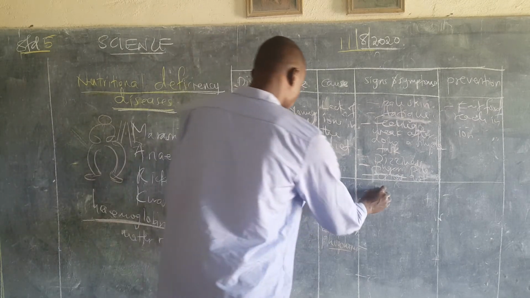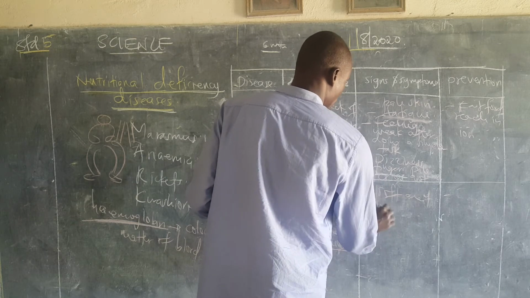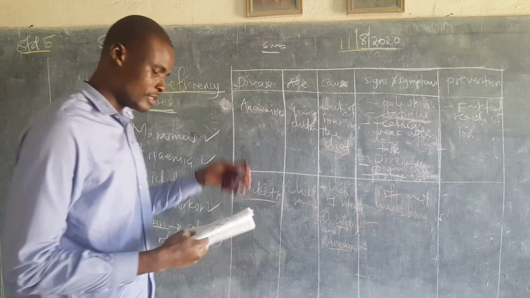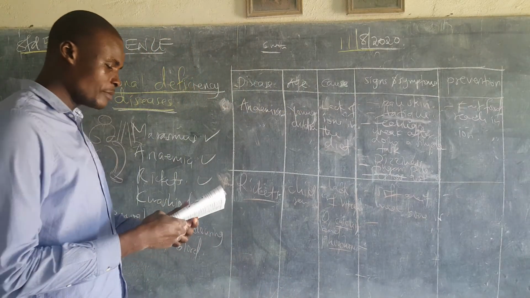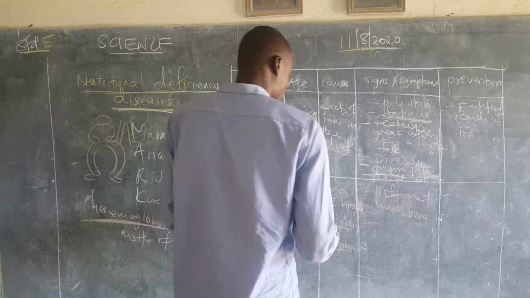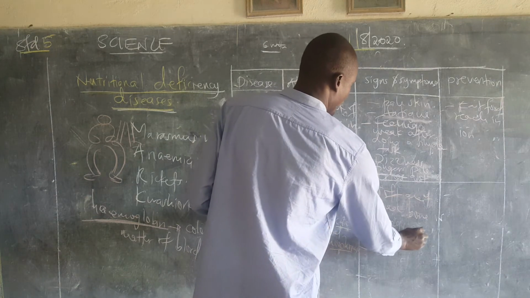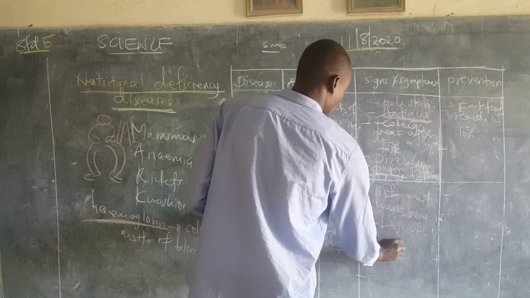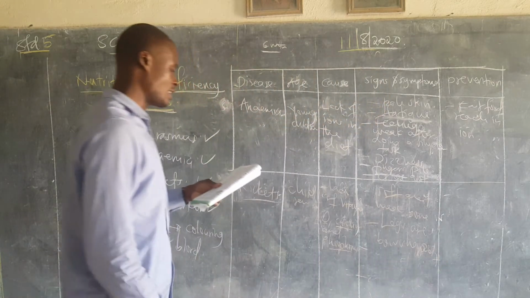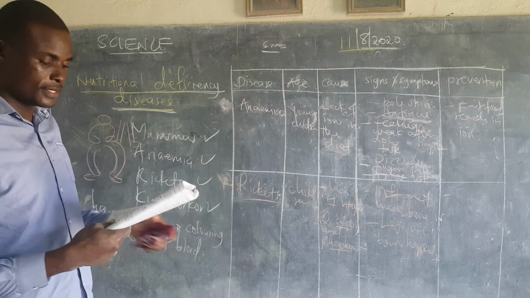So the signs and symptoms are soft and weak bones. That is the first sign and symptom. Then the legs become weak and are not able to support. Soft and weak bones. Legs become ball-shaped, as I mentioned. Then how do we prevent this disease?